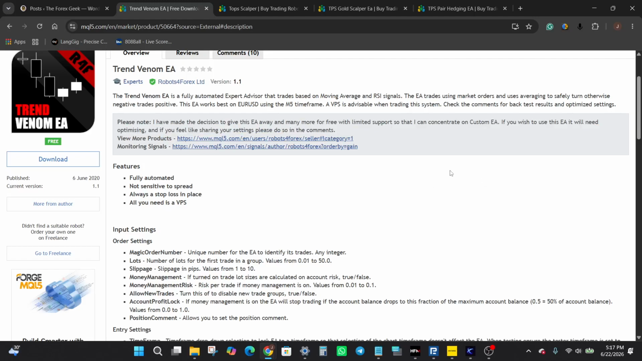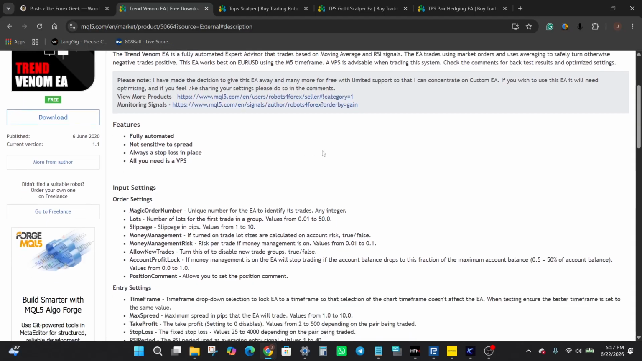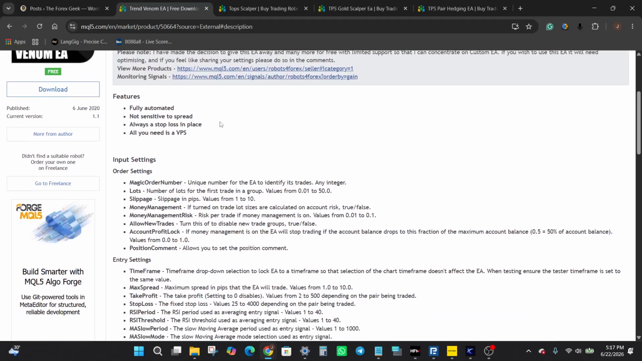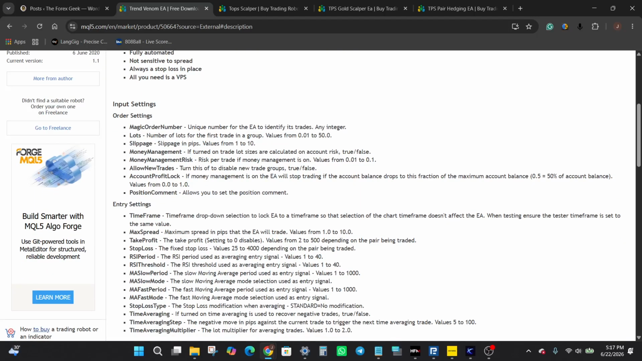are configured. Moving into the features section, the first thing highlighted is that the EA is fully automated, meaning it can manage trade execution without requiring constant user intervention. The developer also notes that the system is not highly sensitive to spread conditions and that every trade includes a stop loss. Having a stop loss defined for trades is an important part of trade management, especially when evaluating automated systems. As we move into the input settings, we get a much clearer picture of the customization available.